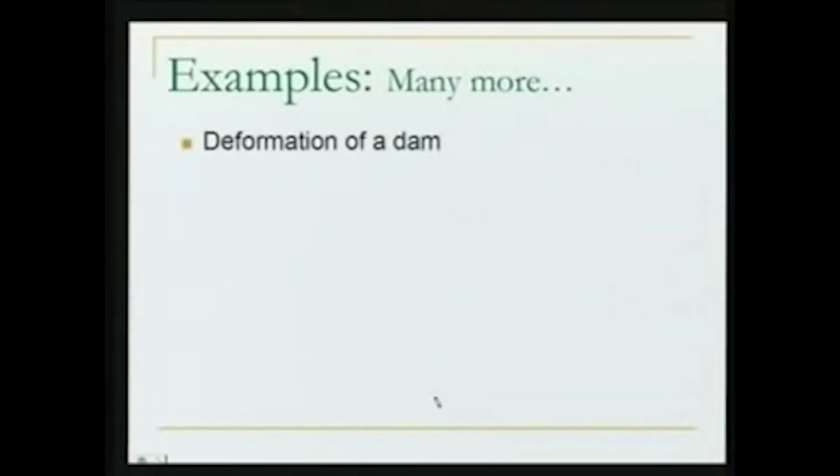There are many more examples. I will not go into the details of all of these, but there are many more examples. Deformation of a dam. A dam gets deformed with the water upstream. So we need to measure it, because if the deformations go more than certain value, what will happen? The dam may fail.